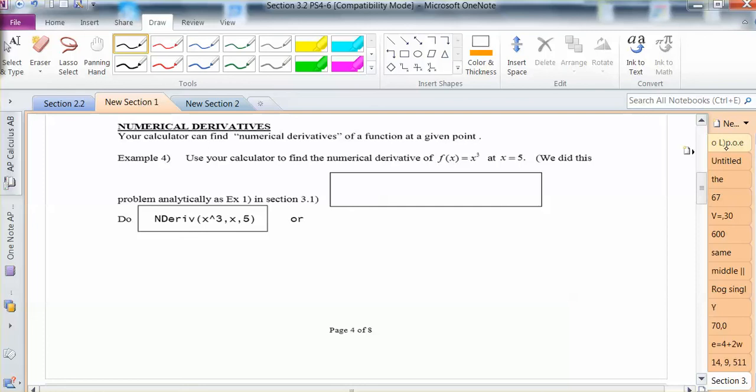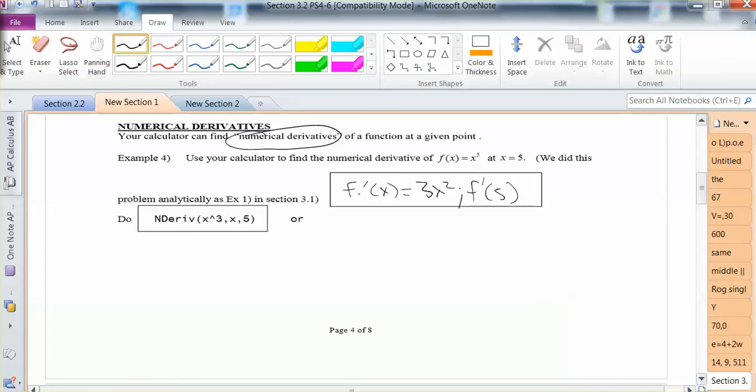So what we're going to do is try to calculate the numerical derivative of a function at a given point. So here we have f of x equals x cubed, x equals 5. This is example 1 from the section 3.1 notes. And you might remember that when we found f prime of x, it was actually 3x squared. And of course, we're asked to find f prime of 5. Now that's pretty easy. We should know what to expect. We should expect 75. Plugging 5 in for x, 5 squared is 25, 3 times 25 is 75.